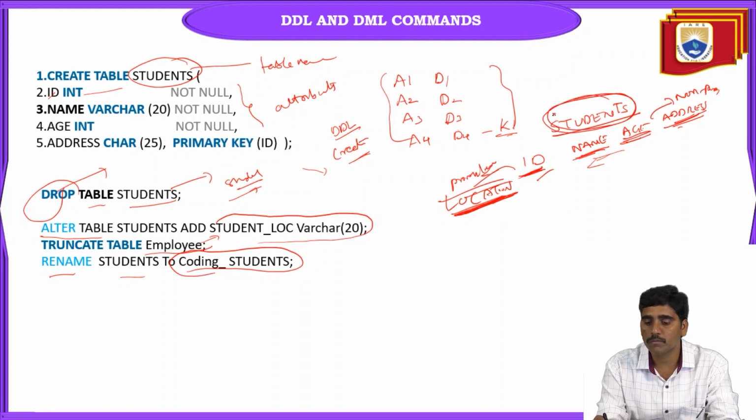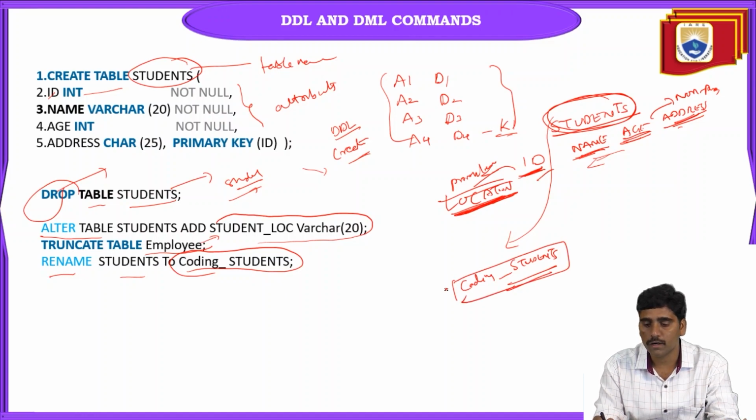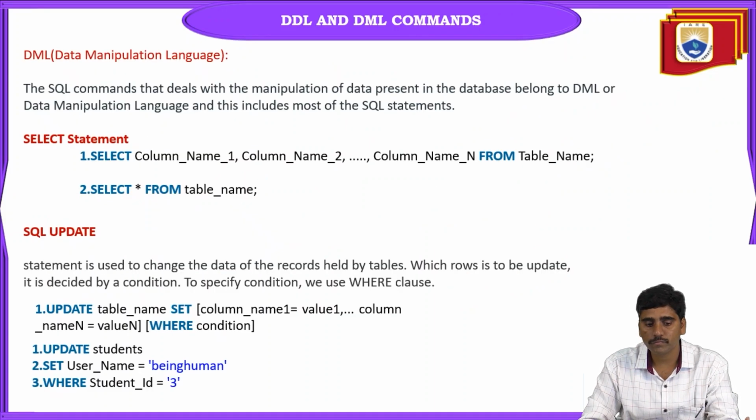The table which is named students is going to be renamed with the table name coding_students. So now the table name is what? Coding_students. And what columns does it contain? The columns ID, name, age, address are the previous columns. And the location is what we added with the help of the alter command.